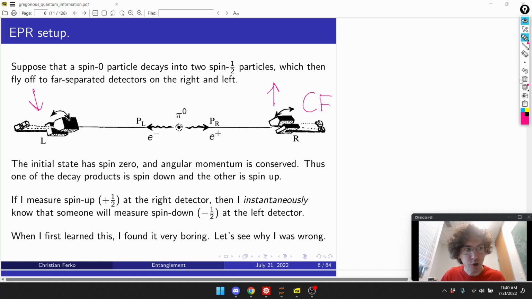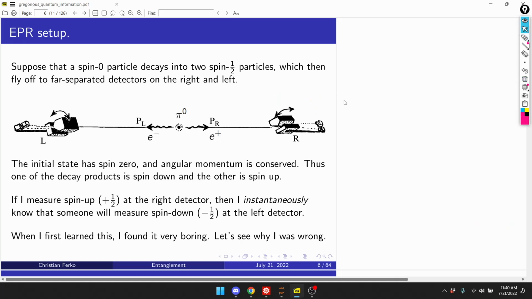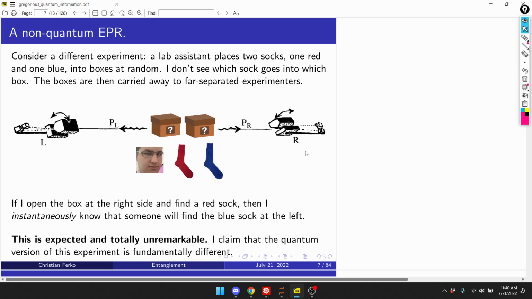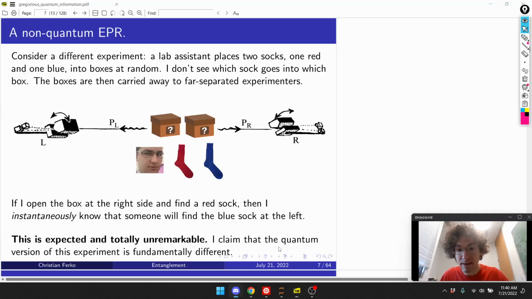So to do that, let me sharpen the reason why I, and perhaps you, thought that this is boring. Let me describe a totally different experiment that may look superficially similar. This is a non-quantum version of this experiment. There's a lab assistant, which could be K-star, for instance, sitting in this middle location, and there are two closed boxes, and K-star has two socks. There's a red sock and a blue sock.